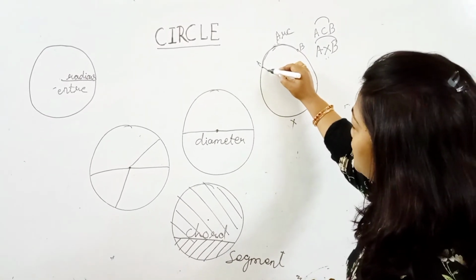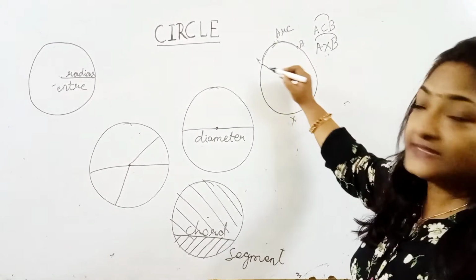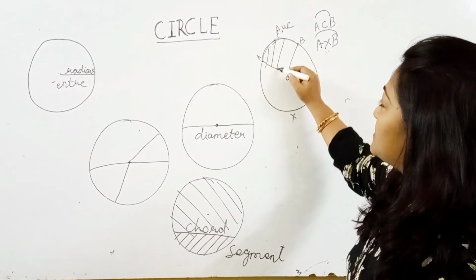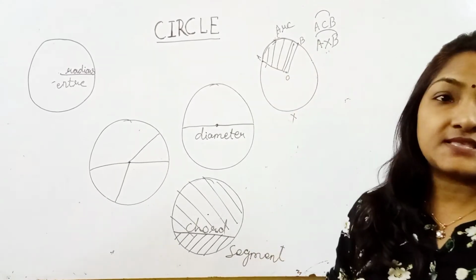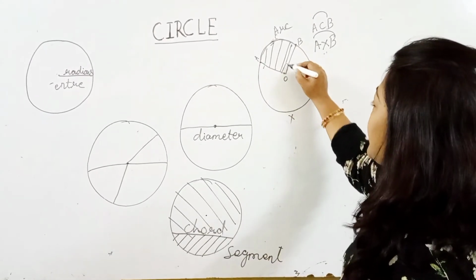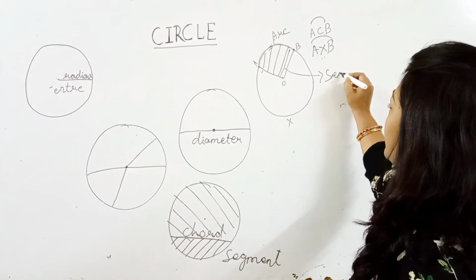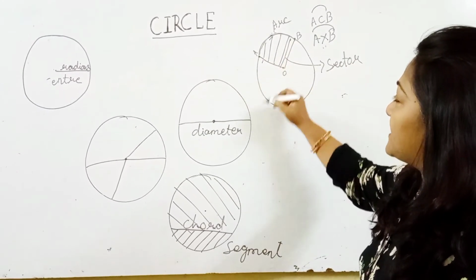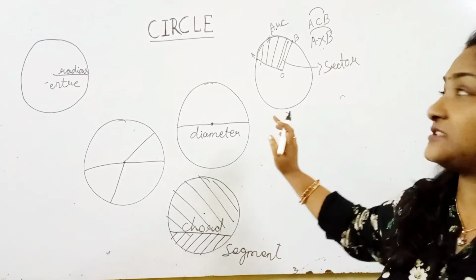Now, if you join these points with the center by line segments, this portion is known as your sector. This is known as your sector. This is the minor sector and this is the major sector.